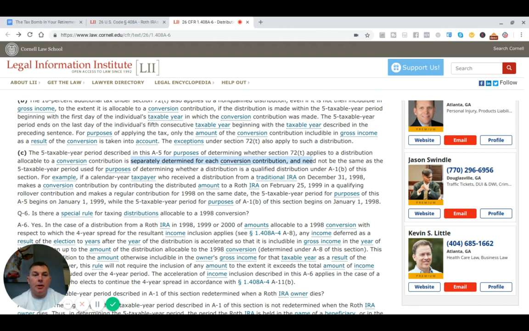All right, that's a lot going on there. For example, if a calendar year taxpayer who received a distribution from a traditional IRA on December 31st, 1998, makes a conversion contribution by contributing the distributed amount to a Roth IRA on February 25th, 1999 in a qualifying rollover contribution, and makes a regular contribution for 1998 on the same day, the 5-year taxable period for purposes of this begins on January 1st, 1999, while the 5-year taxable period for purposes of A1 begins on January 1st, 1998. So two things happening here. One's a contribution period. He made the contribution.